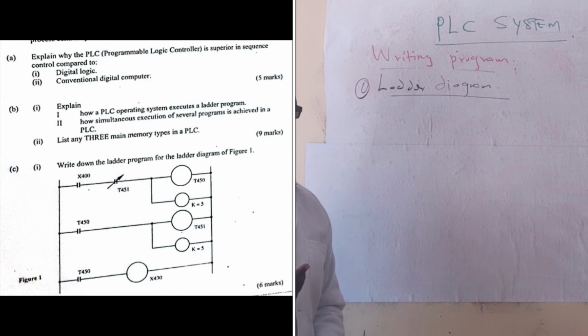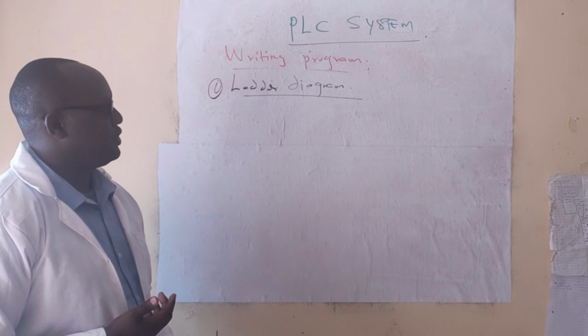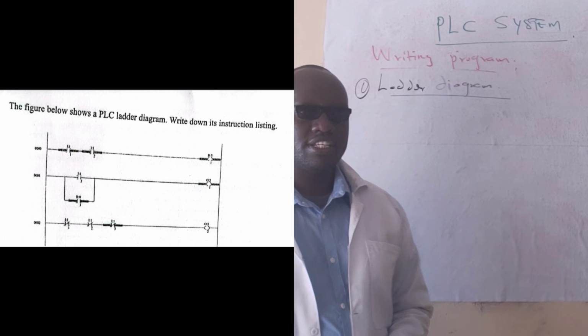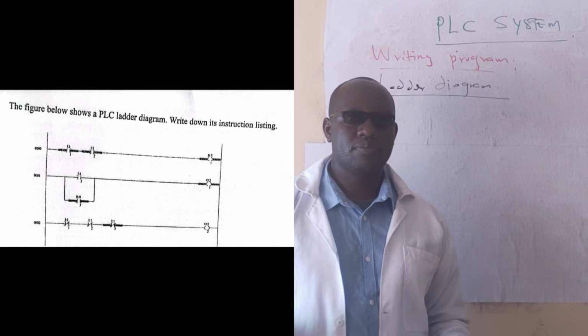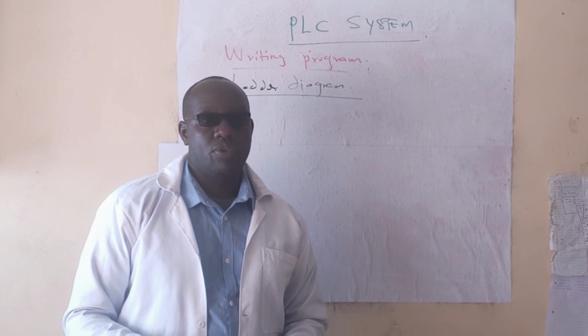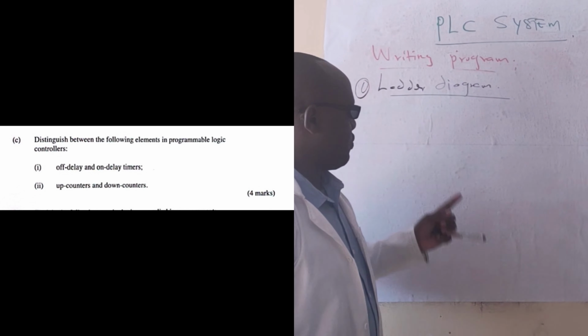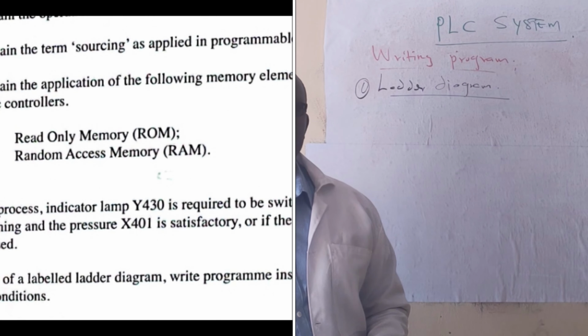Write a program using the ladder diagram. This is a program that will help the PLC to run based on your set points. The way you want the PLC to operate, we are going to program it using the ladder diagram.